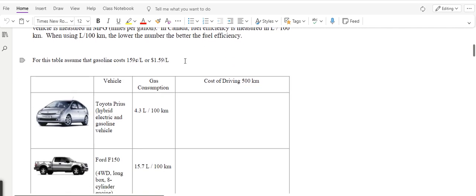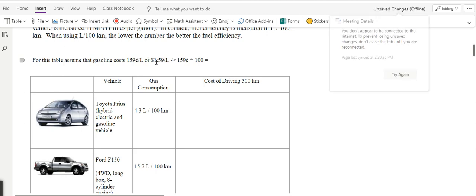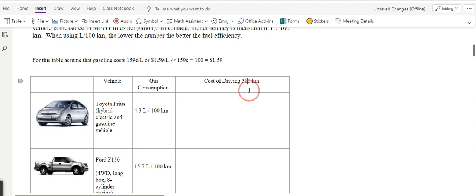So for this table, we're going to make an assumption and say that gasoline costs 159 cents a liter, but we don't typically talk about cents in our calculations, and so we're going to say it's $1.59 a liter. Note that if I wanted to convert from 159 cents, I just take this 159 and divide it by 100, and that gives me this value here in dollars. So there you go.